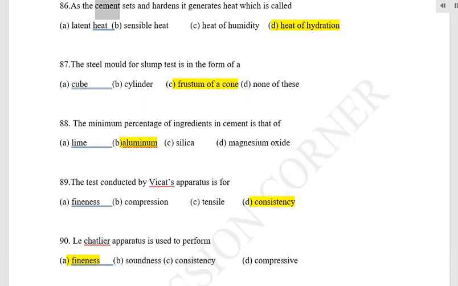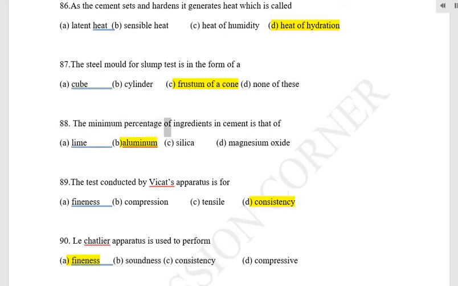86. As the cement sets and hardens it generates heat which is called A. Latent heat, B. Sensible heat, C. Heat of humidity, D. Heat of hydration. 87. The steel mold for slump test is in the form of A. Cube, B. Cylinder, C. Frustum of a cone, D. None of these.